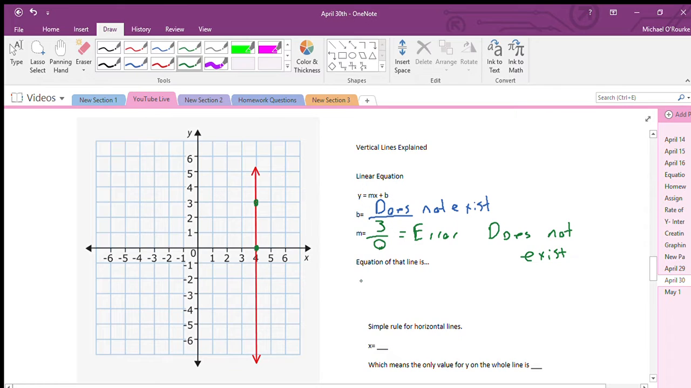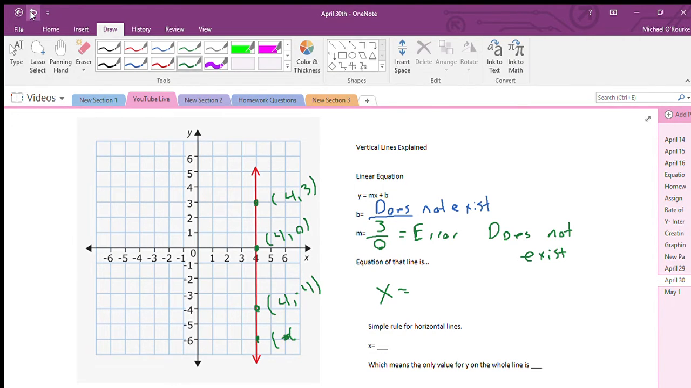Okay? So how do you write that equation? Well, you kind of follow the same rule, right? The previous equation was y equals. This one's going to be x equals. Because no matter where you go along this line, the x is going to equal 4. So for example, this point is 4, 3. This point is 4, 0. This point is 4, -4. This point is 4, -6. So the x is always equal to 4 no matter where we go. So x equals 4. That's our equation.